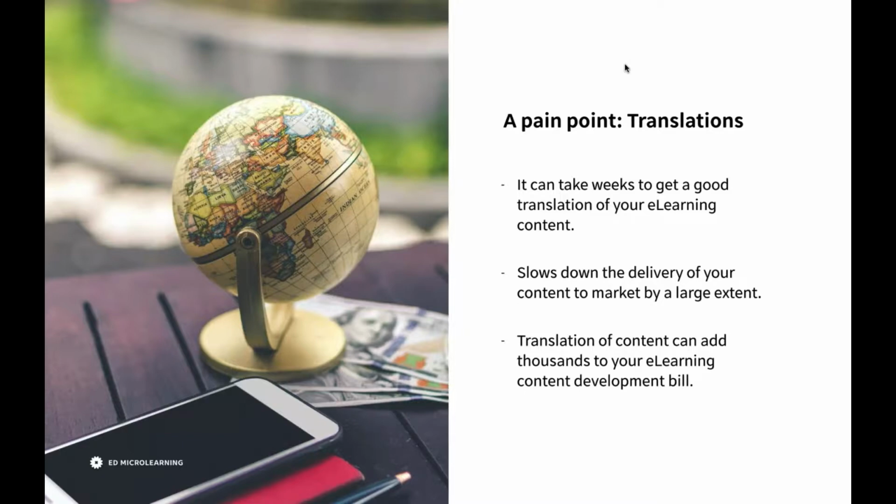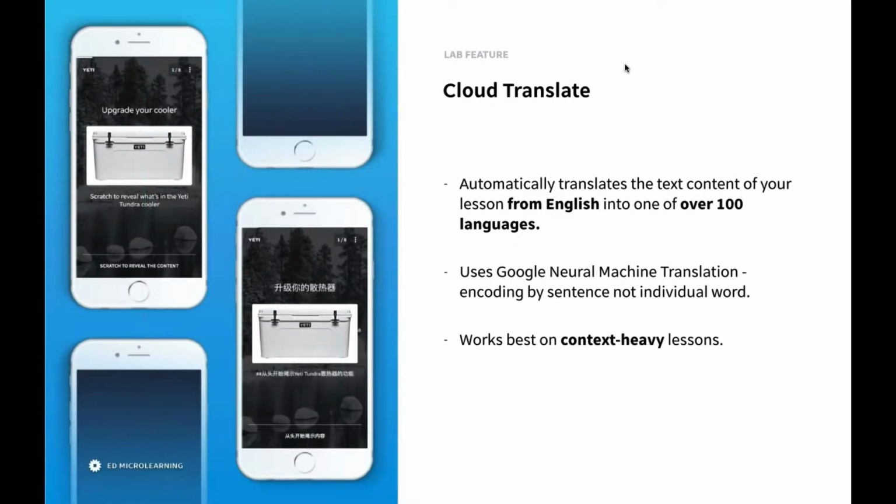The first one that we're going to talk about today is translations. Now, we found with a lot of our clients that they have a real struggle with translations. So translating your e-learning content is currently a very difficult process. It can take weeks to get a really good translation of your e-learning content. And this slows down the delivery of your content to market by a large extent. That really takes away from any sort of agility and any sort of speed to market for multiple markets.